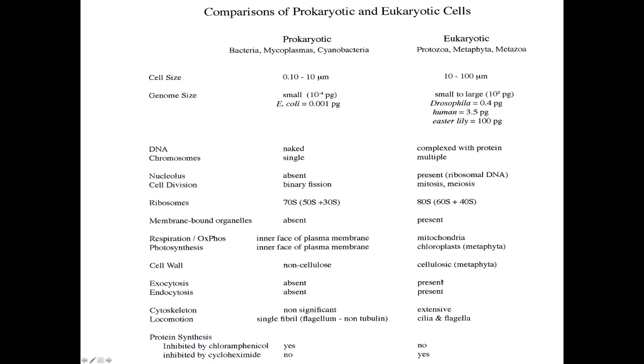Eukaryotic cells undergo the process of exocytosis and endocytosis. We'll talk about this in some detail later in the course. This doesn't really occur to any extent in prokaryotic cells. Very extensive cytoskeleton in eukaryotic cells. Almost no cytoskeleton, or not that significant a cytoskeleton, in prokaryotic cells. Eukaryotic cells have cilia and flagella, which makes up the sperm tail. We'll talk about this in some detail later in the course. Prokaryotic cells don't have cilia.